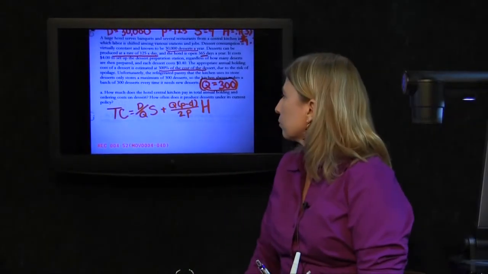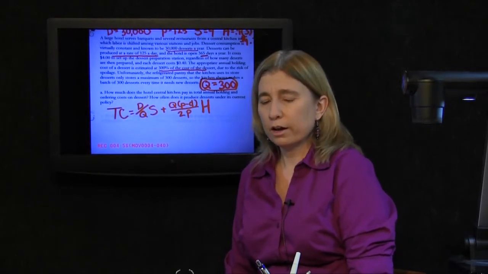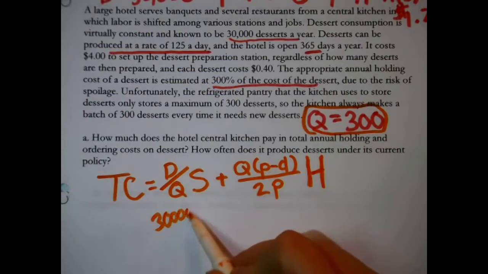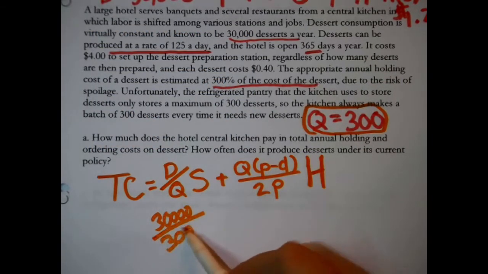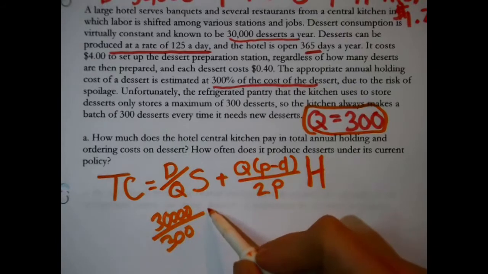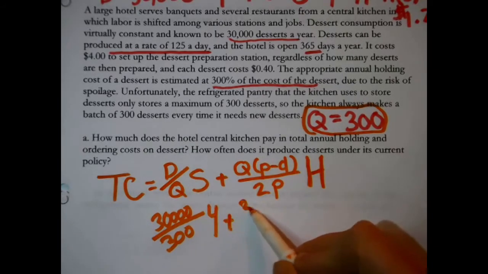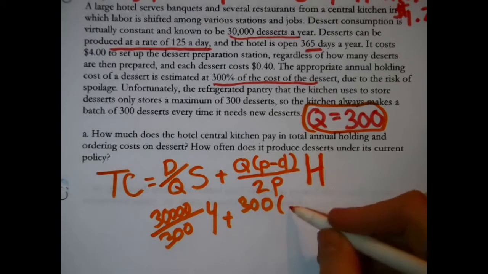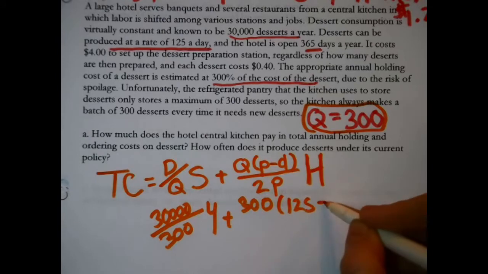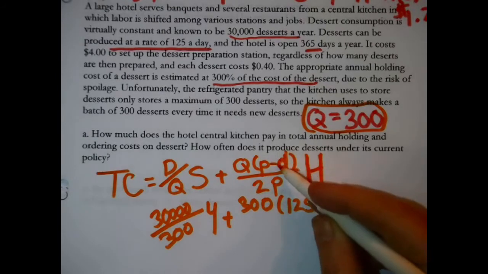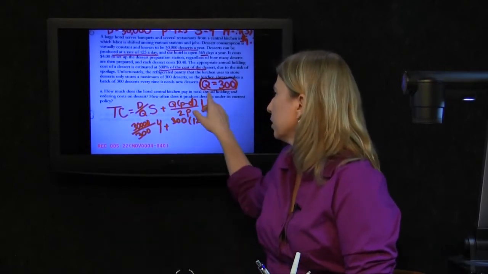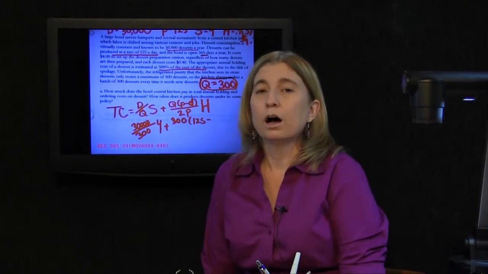Okay. Then I just need to fill in the formula. I had found D, correct? D is 30,000 a year. The hotel has already decided they're making these 300 at a time. S is 4. The hotel has already decided they're making these 300 at a time, so that's Q. Q times 125 minus, whoops, I am missing something. I thought I had everything that I need, but I am missing one parameter to calculate the total annual holding and ordering cost on desserts.